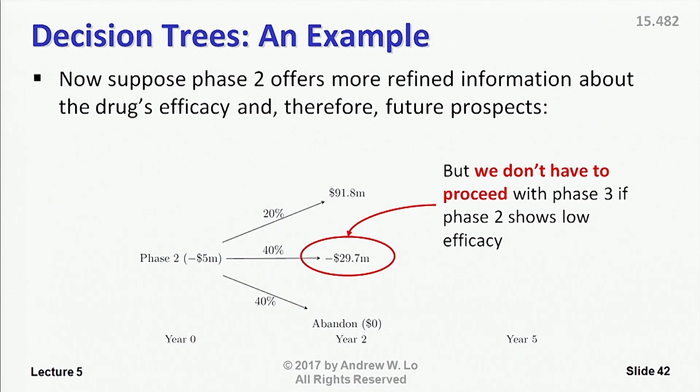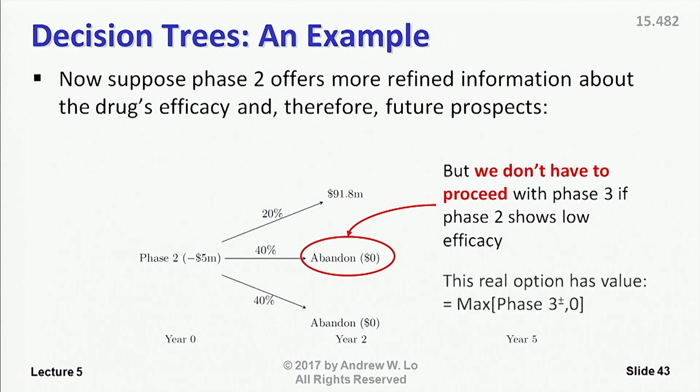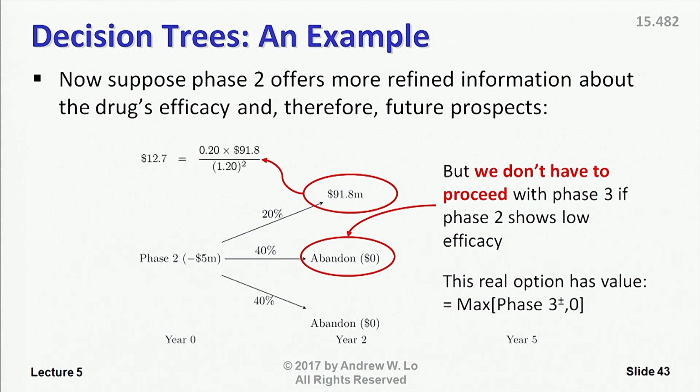So now I'm going to get rid of this. I'm now going to make this 0. And if I make this 0 and I calculate the value, basically what I'm doing is taking the maximum of the two possible phase 3s depending on how phase 2 did. And so you can actually see that this can actually create real economic value. In this case, now the project is worth $12.7 million versus minus $500,000, just from the fact that I'm using additional information along the way.